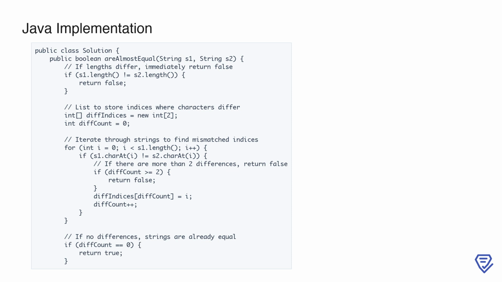Then, we loop through each character of the strings. If we find a mismatch between S1 and S2 at a particular index, we first check if there are already two differences recorded. If there are, we return false because more than two differences mean a single swap cannot make the strings equal. Otherwise, we store the current index in the diff_indices array and increment the diffcount. Finally, if no differences are found after the loop, it means the strings are already equal, so we return true.